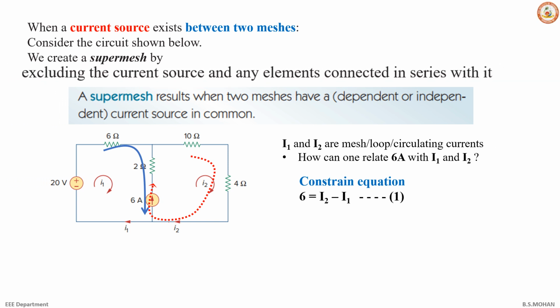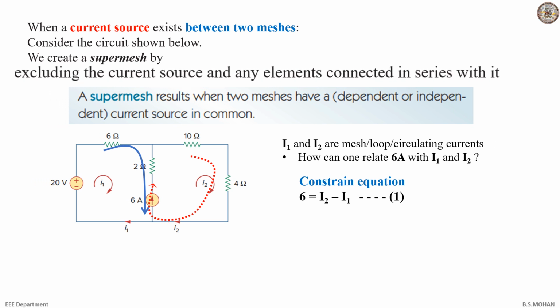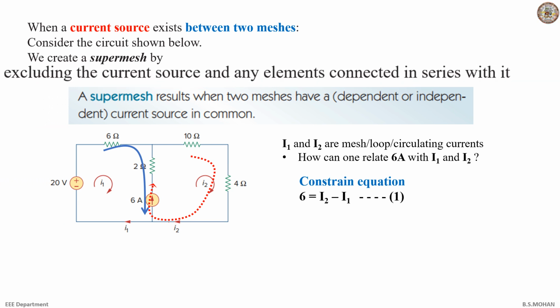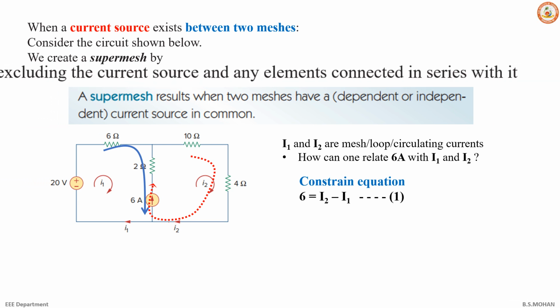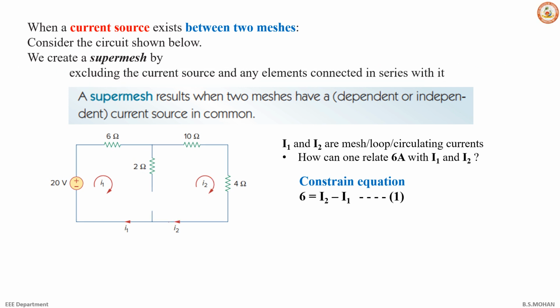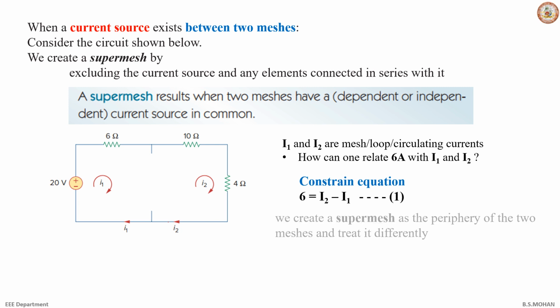So then how do we apply super mesh? This is the constraint equation. We apply super mesh by excluding the current source and any element in series with it. So now you can see there's no flow of current or no response to the 20 volts. The 2 ohms will not respond to 20 volts as it's an incomplete circuit. Thus, we can neglect that also. That's what is being told. How do we apply super mesh? By excluding any element in series with the current source.